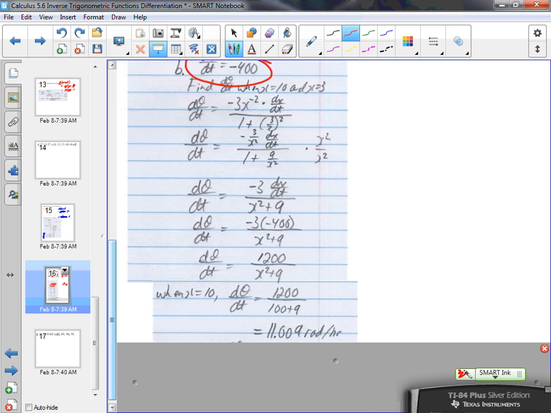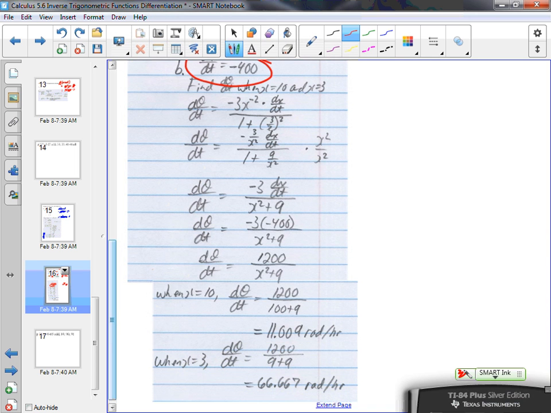Now the units may get you here. Our thetas are measured in radians, and when they gave us the speed as 400 miles per hour, they're giving us the time in hours. So radians per hour. And then do the same thing when x equals 3. Radians per hour.